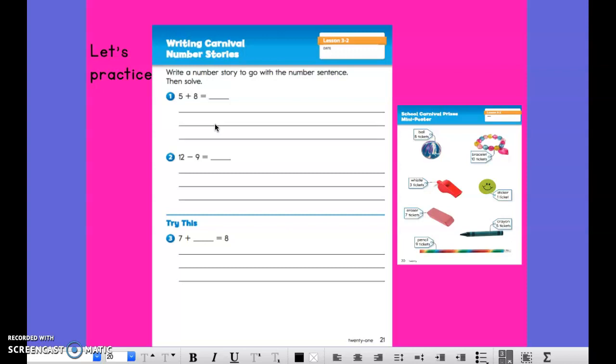This is something we'll be practicing as the year goes on, but we haven't had any chances. So this is a chance where we get to write our own number story to go with these numbers. That's where sometimes it can be confusing when we first start out. So when we first start out, we're actually going to use this poster to help us. So we want to just write a simple number story that uses 5 plus 8.